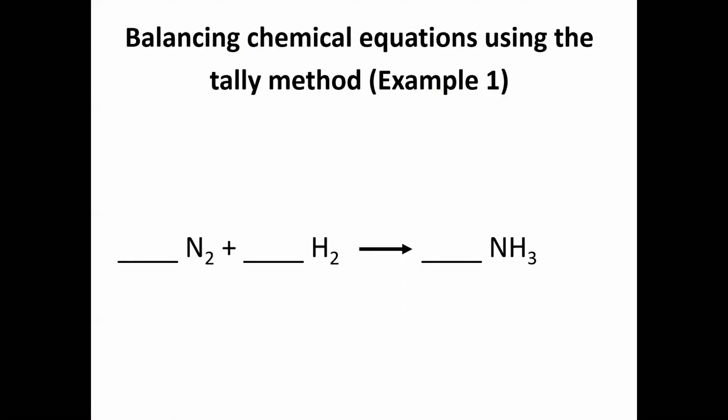Right, lesson 2. Lesson 2 is all about balancing chemical equations using the tally method. Now, here you've got the formulae for an equation. You can see you've got nitrogen, you've got hydrogen, and you've got ammonia. But you can see this isn't balanced. How would you balance this equation? How would you make sure that you had the same number of atoms of each type of element on both sides of the equation, on the side where you have the reactants and the side where you have the products?